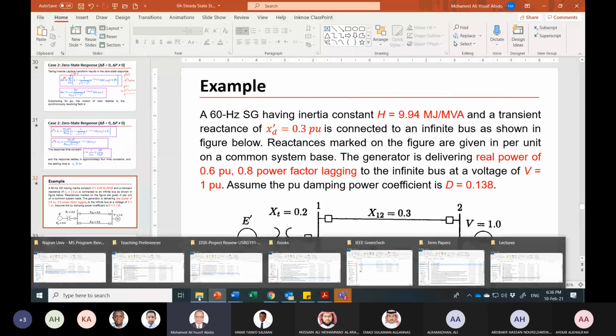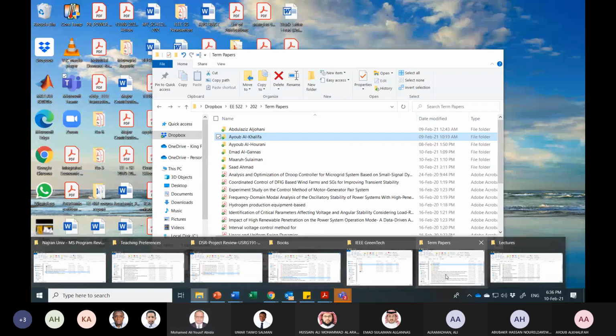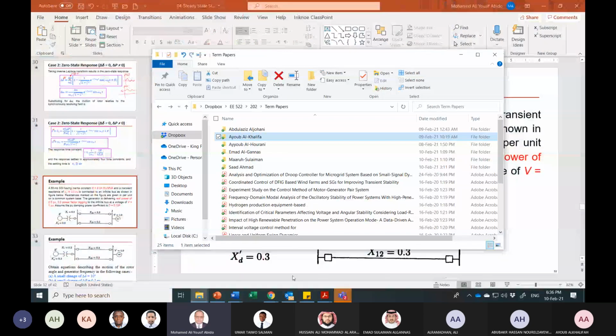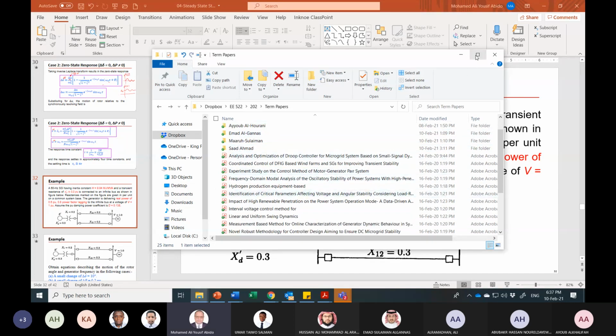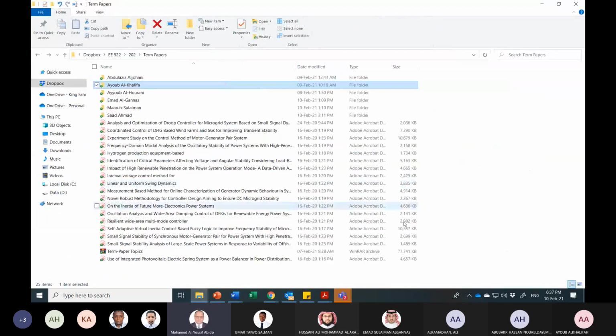And I would like just to mention, regarding the term paper, some of you are asking about what is left there. Already Al-Juhani selected one, Ayub Al-Khalifa selected one, Al-Hurani, Ahmad Al-Nas, Ma'ruf, and Sulaiman, Saad Al-Ahmad already selected one paper. So these are the remaining papers.